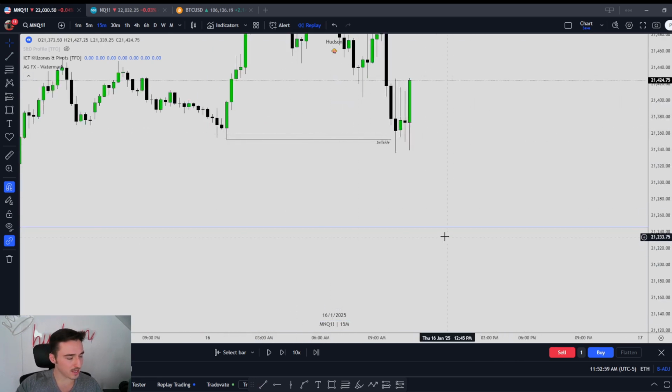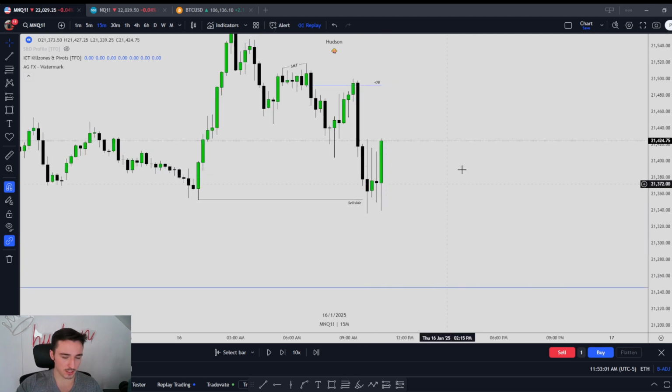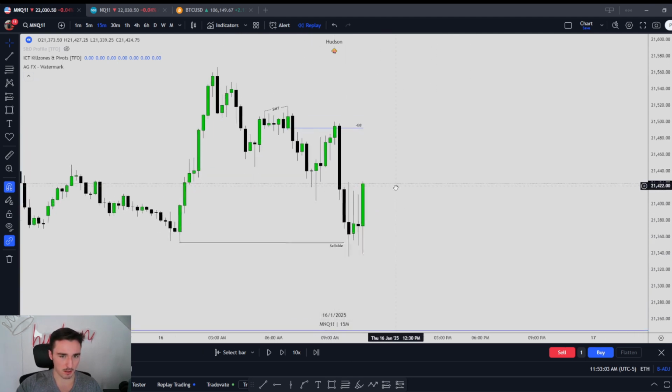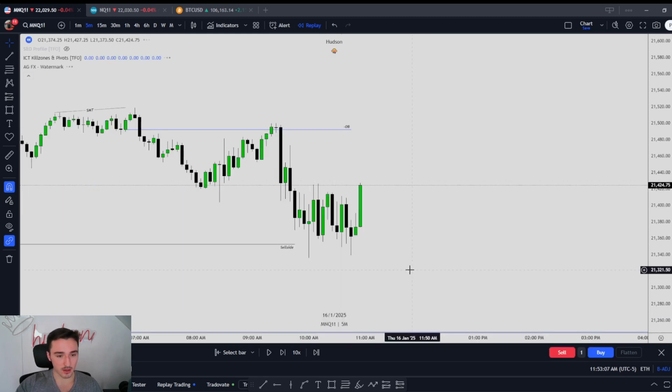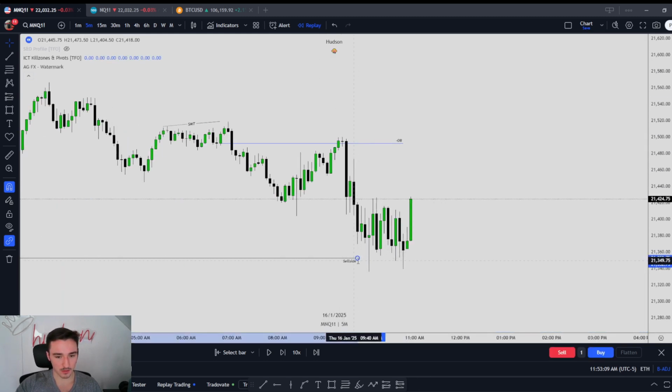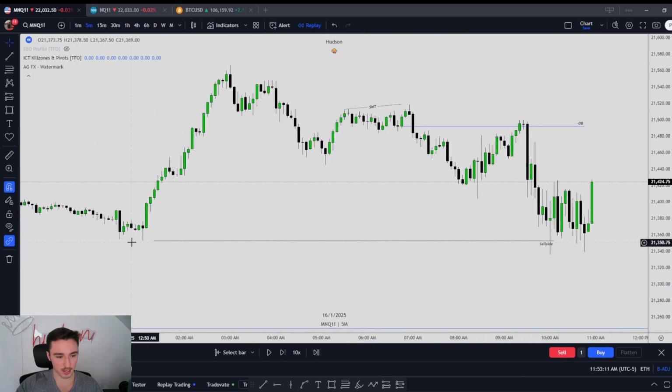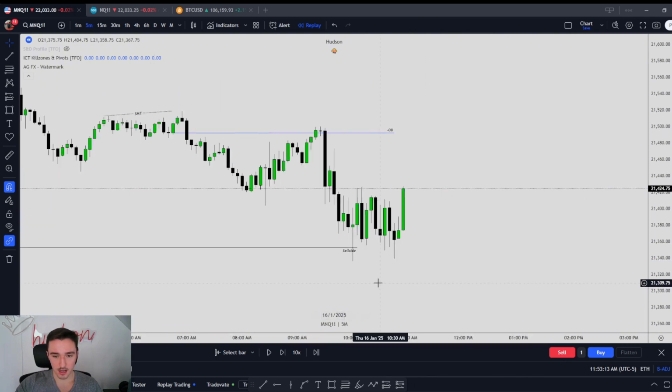I didn't think we'd get down here in the morning session, so obviously I just didn't hold it. And I'm actually pretty sure ES came back up and took out this high. But if we go down to the 5-minute chart, we can see right here we take that sell side. Right there, we take that sell side.